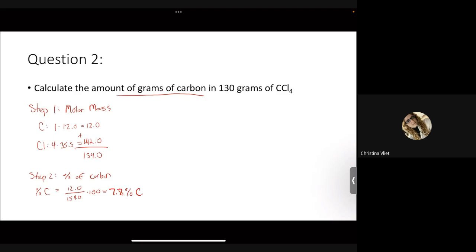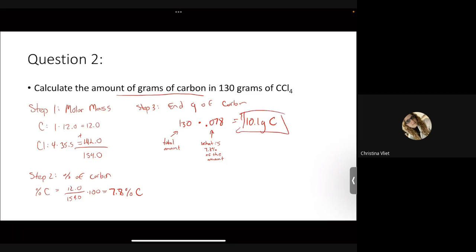And then to find the grams of carbon, this is step 3. I would just take 130 because this is my total amount. It's 100% of what I have. And I'm just taking 7.8% of that. It's the same question as what is 7.8% of the number? So 130 times 0.078, because you always have to move your decimal over 2 spots, I get 10.1 grams carbon in this compound. See if that makes sense.